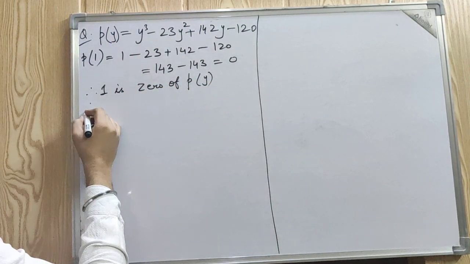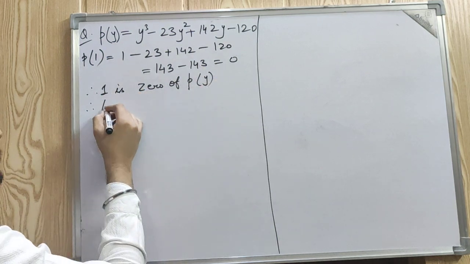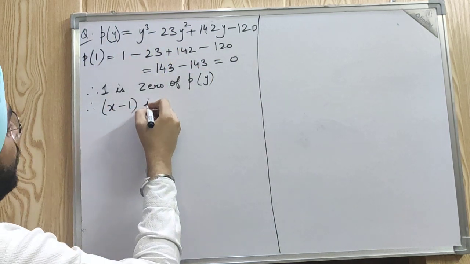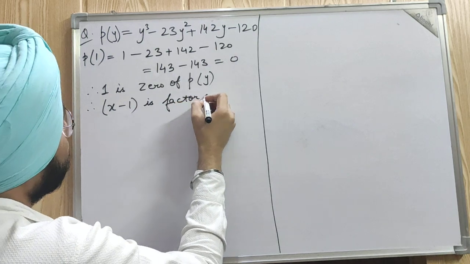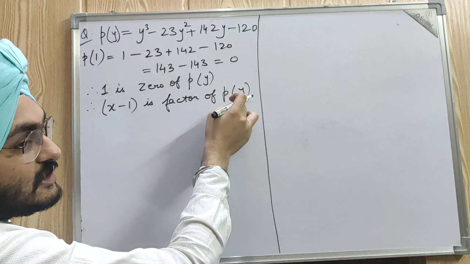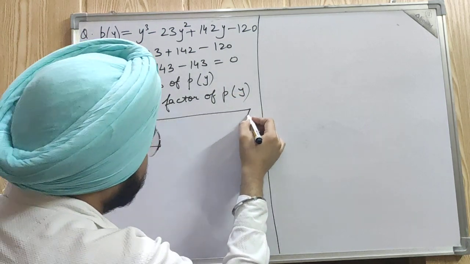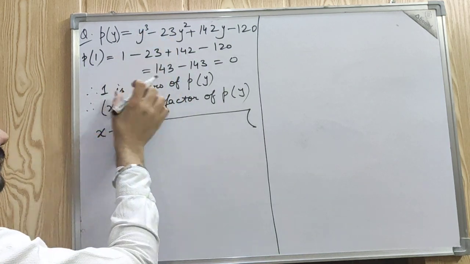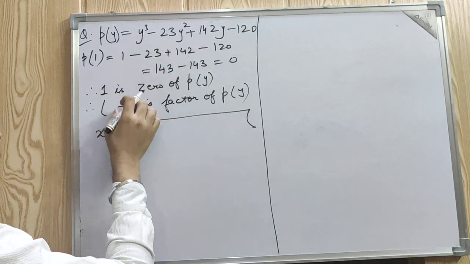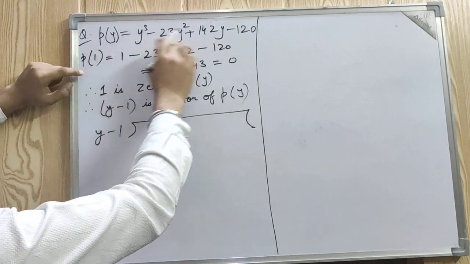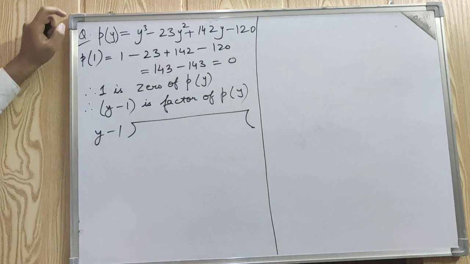Okay, if 1 is a zero, it means the factor will be what? y minus 1. Suppose here we had minus 1, then the factor would be y plus 1. So y minus 1 is a factor of P(y). It means when dividing P(y) by y minus 1, the remainder should be 0. Sorry, the polynomial is in y, so I will take y only. Keep in mind, if your variable is y, then the factor will also be in y only.